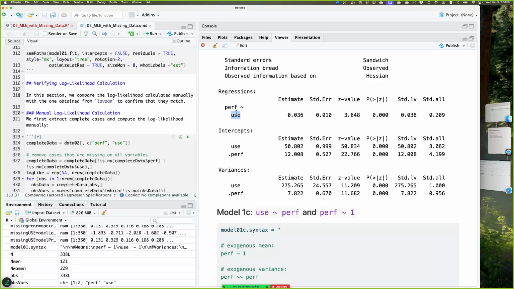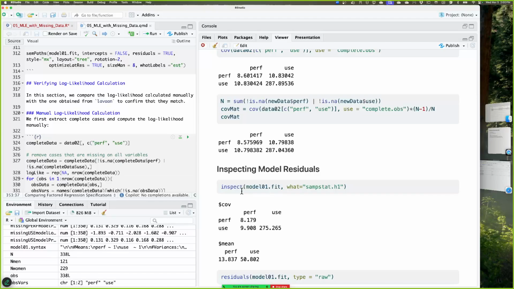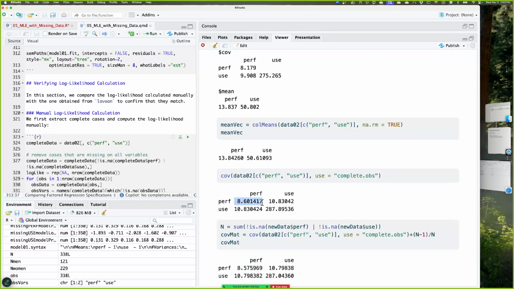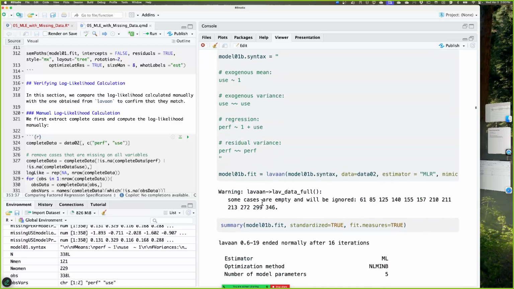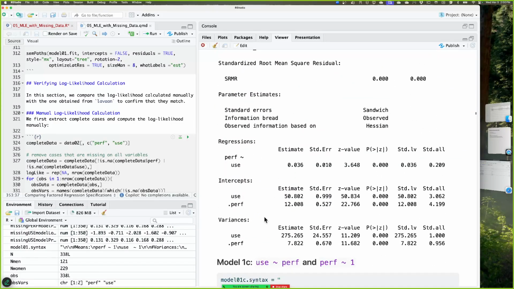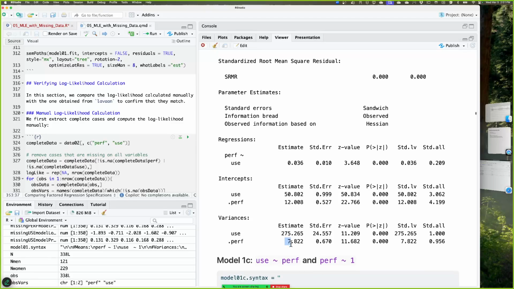Sure enough, we can go use that and get back to our parameters. I'll do that in just a bit here. Finally, our variance estimates, right? We have our variance estimate of usefulness, not a residual, but a variance. But our variance estimate of performance is 7.822. You'll note that that's not the same as we had before. Our variance of performance before happened to be 8.60. That difference is because this is not a variance, it's a residual variance. So we've explained some of the variance in performance with some of the variance in usefulness.